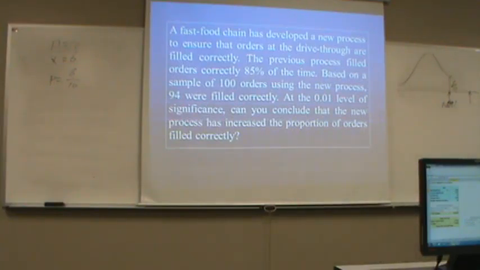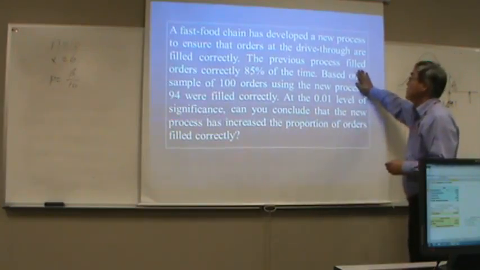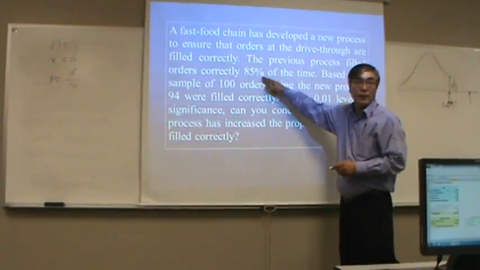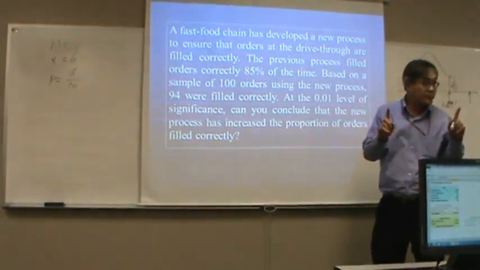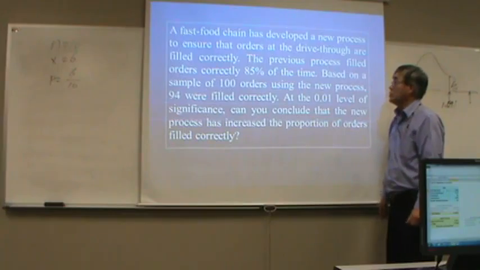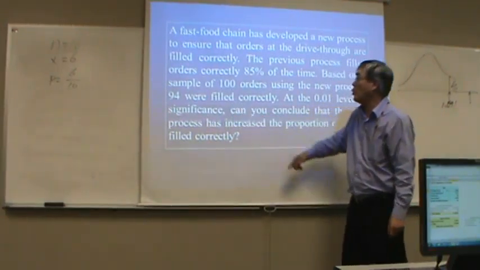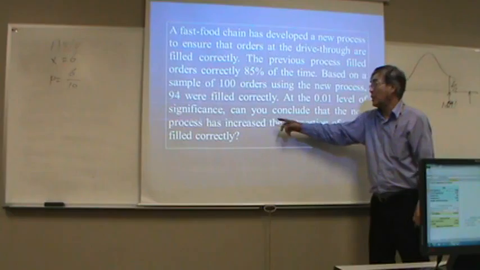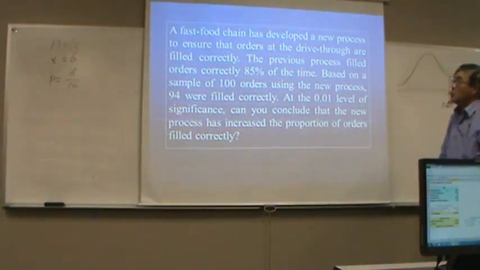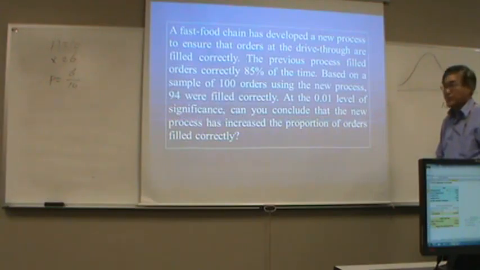Okay, a fast food chain has developed a new process to ensure that drive-through orders are filled correctly. The previous process filled orders correctly 85%, the previous population proportion. Based on a sample of 100 orders using the new process, 94 were filled correctly. At the 0.01 level of significance, can you conclude that the new process has increased the proportion of orders filled correctly?